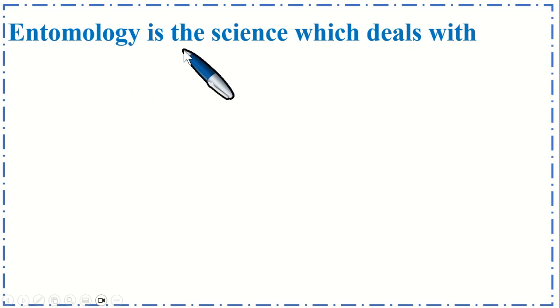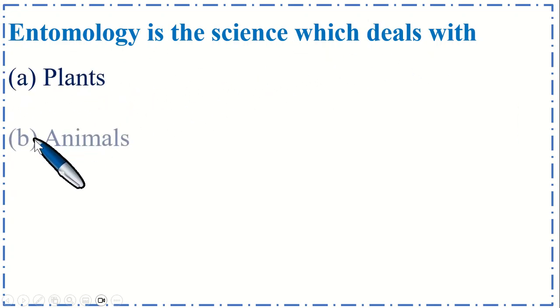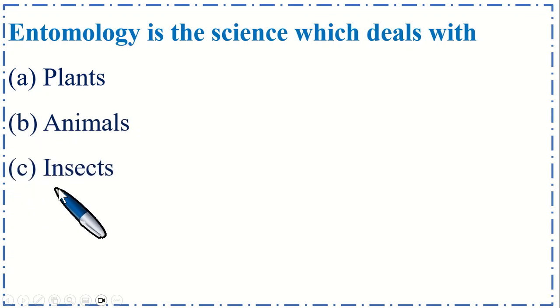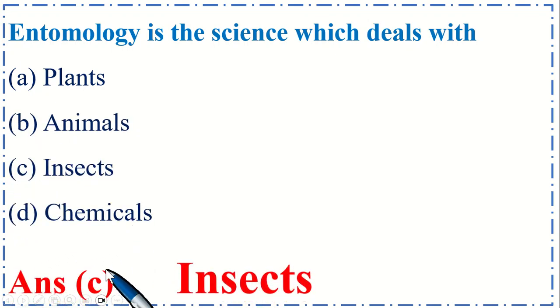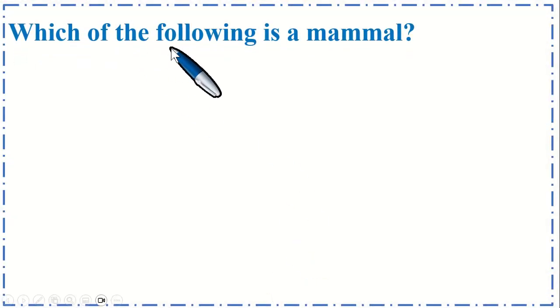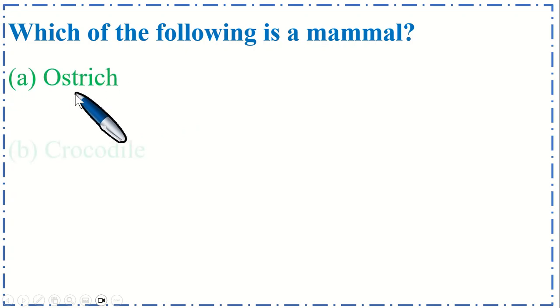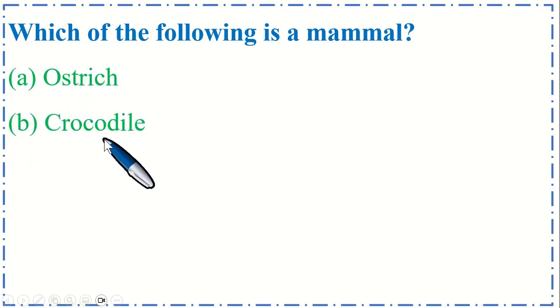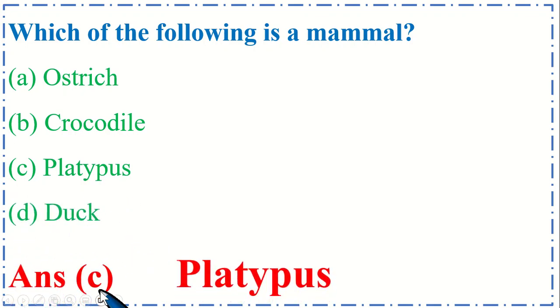Entomology is the science which deals with the study of option A plants, B animals, C insects, and option D chemicals. So the correct option is C insects. Which of the following is a mammal? Option A ostrich, B crocodile, C platypus, and option D duck. So the correct option is C platypus.